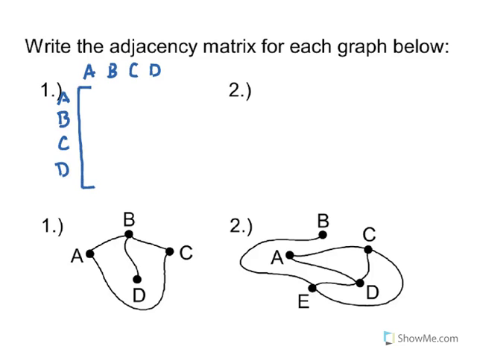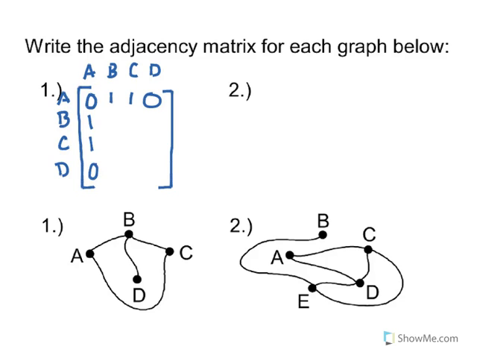Okay, now looking at this graph, is A connected to A? And that's a no, so that's a 0. Every no is a 0, every yes is a 1. There's a connection from A to B, so that's a 1. Is there a connection from A to C? Yes, there is, that's a 1. And from A to D, that's a no. And remember, the first row is the same as the first column, so 0, 1, 1, 0. Going down, we're going to have 0, 1, 1, 0.